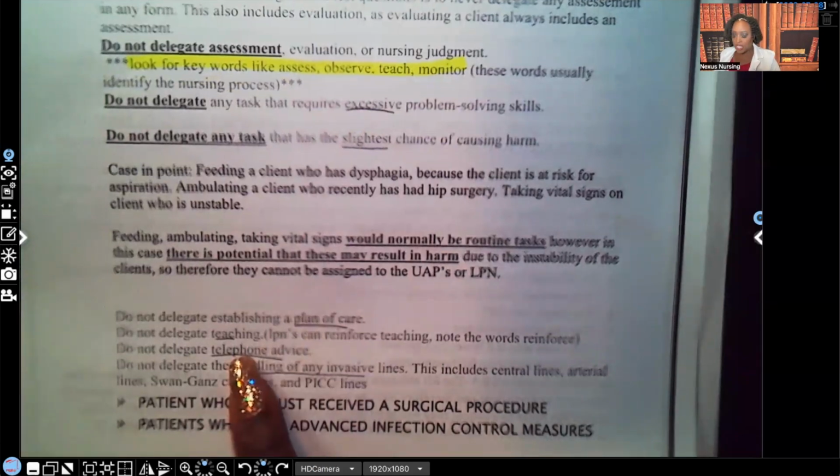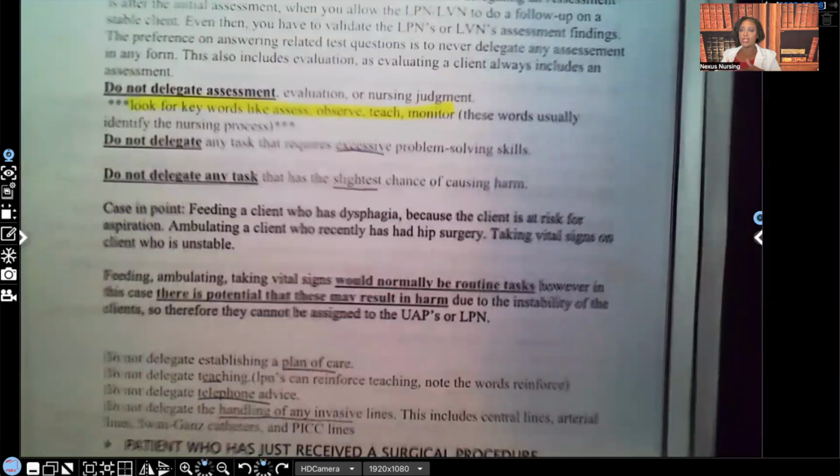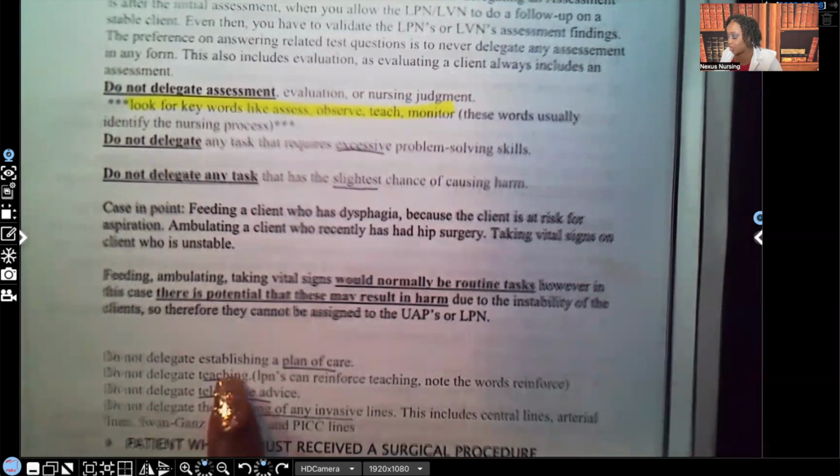Do not delegate teaching. The LPN can reinforce the teaching. So for example, you have a patient just admitted who had a hypertensive crisis, they're on antihypertensive meds, and you're teaching the patient how important it is to stay away from foods with high salt. That's that first teaching. Now the LPN can come behind you and reinforce that teaching. They see that patient just shaking the salt over the food, and they can say, oh, Mr. Such and such, remember, you're not supposed to be eating foods high in salt. Go ahead, let me get that for you. But the initial teaching has to be by the RN.